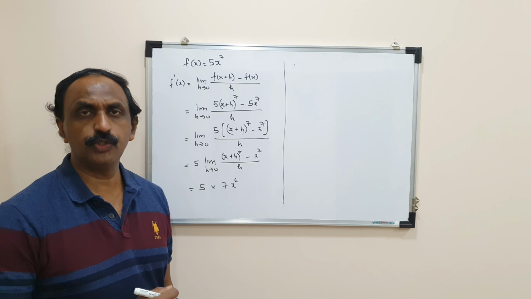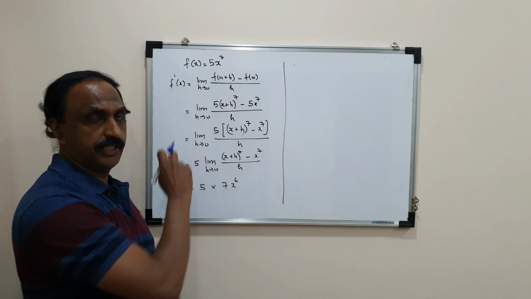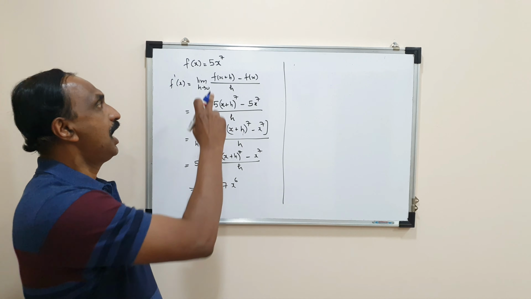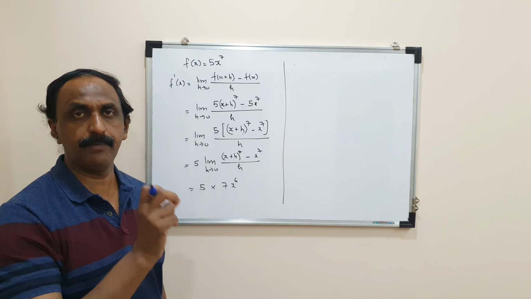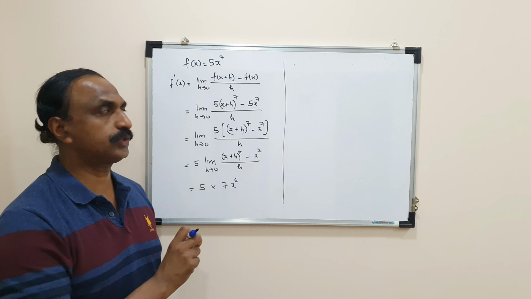This part I'm just going to show you. When the function is multiplied with a constant, how will we find the derivative of x to the power n? That means 5 times x to the power 7. How do we find the derivative?